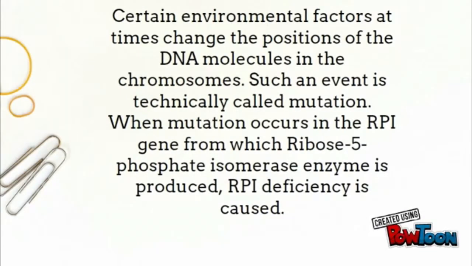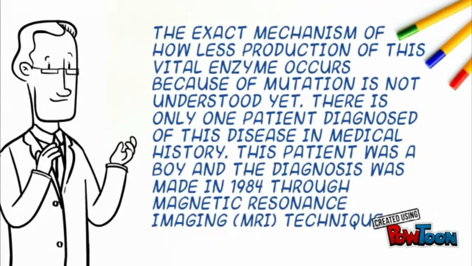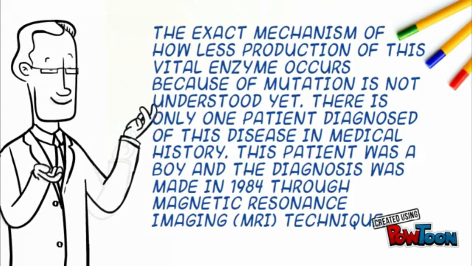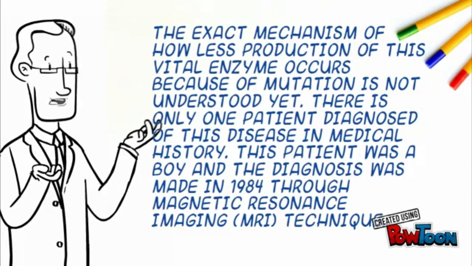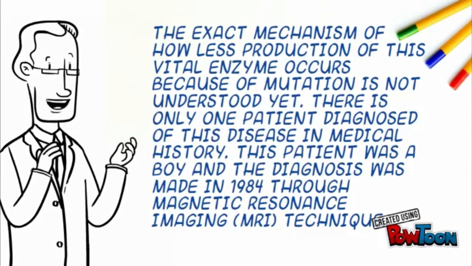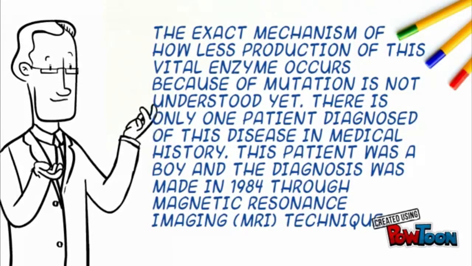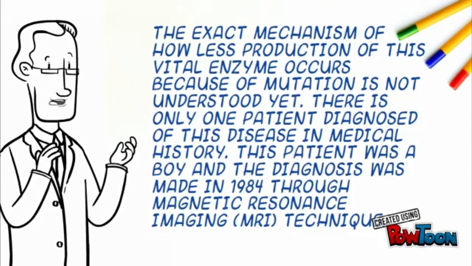Certain environmental factors at times change the positions of the DNA molecules in the chromosomes. Such an event is technically called mutation. When mutation occurs in the RPI gene from which ribose 5-phosphate isomerase enzyme is produced, RPI deficiency is caused. The exact mechanism of how less production of this vital enzyme occurs because of mutation is not understood yet. There is only one patient diagnosed with this disease in medical history. This patient was a boy and the diagnosis was made in 1984 through magnetic resonance imaging (MRI) technique.